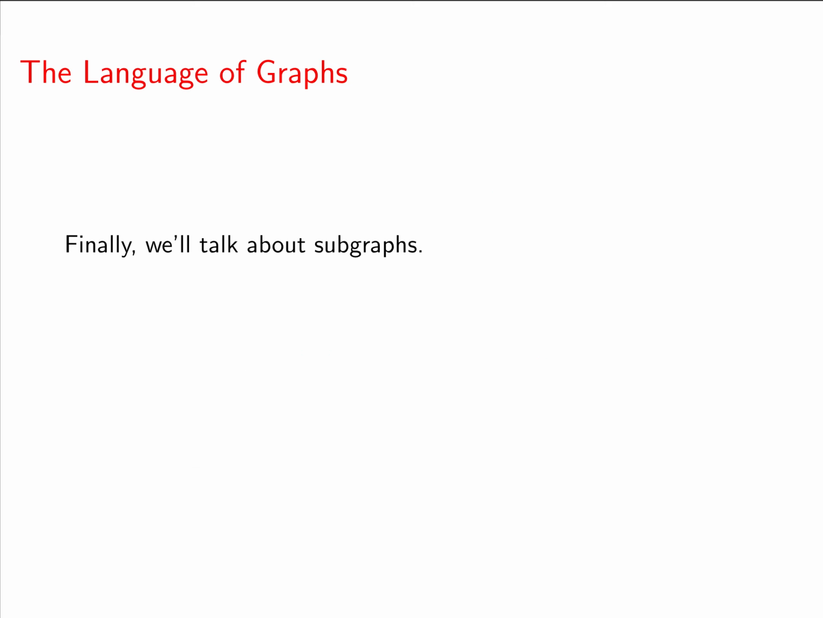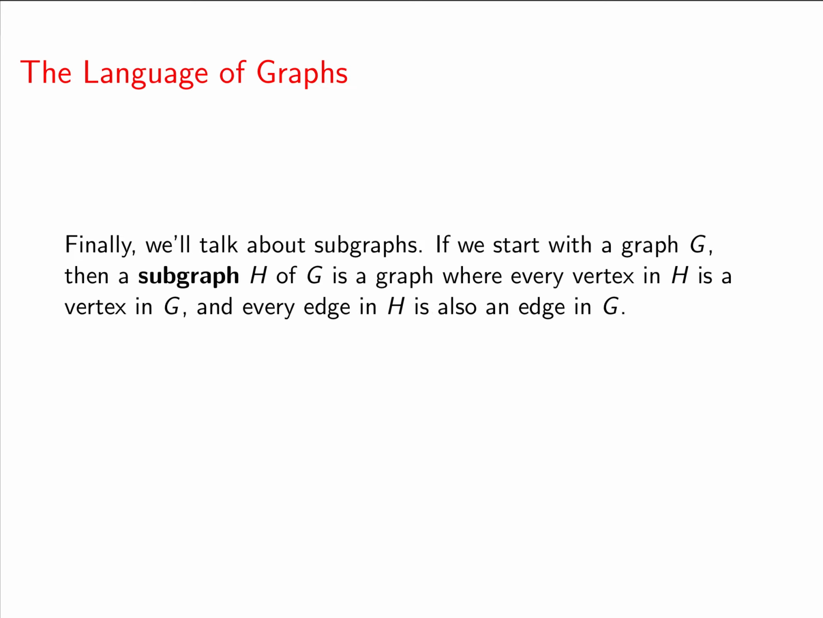And the last thing we want to talk about is subgraphs. If we start with a graph G, then a subgraph H of G is a graph where every vertex in H is a vertex in G, and every edge in H is also an edge in G.